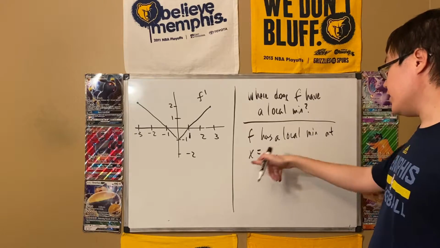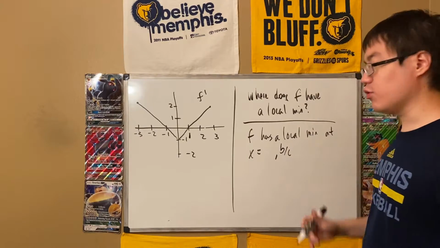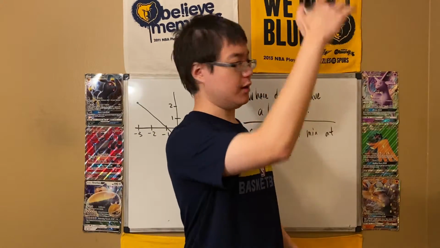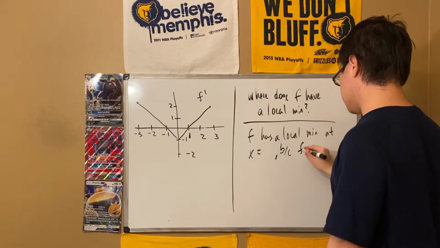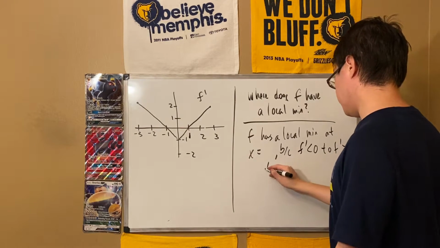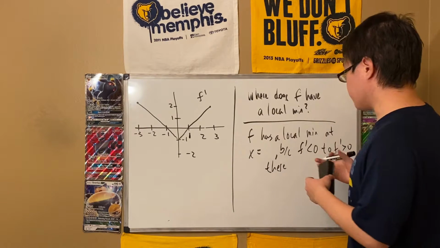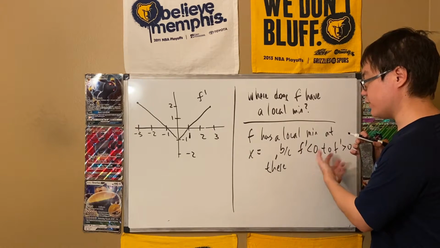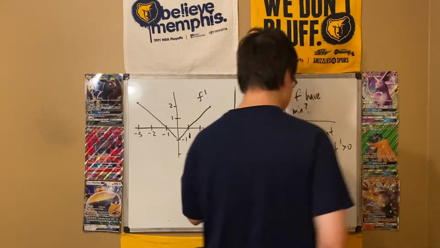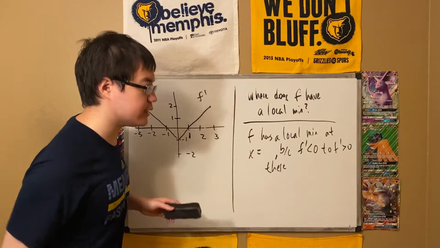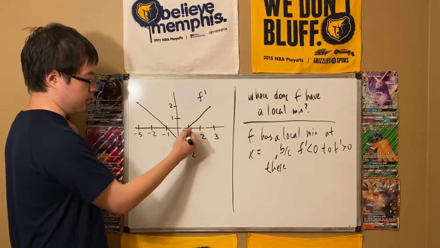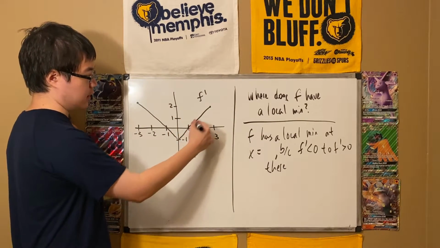F has a local min at this point because, and the rule is, f prime goes from negative to positive, because you're running downhill and then you're running uphill. So it's going to be from negative to positive at this point. Maybe you should write more words. f prime goes from negative to positive, but I think this is enough. So what we're looking for is where f prime goes from negative to positive, meaning that it crosses the x-axis going down to up. So in this case, it's going to be this point right here. Notice that f prime is negative and then it's positive.